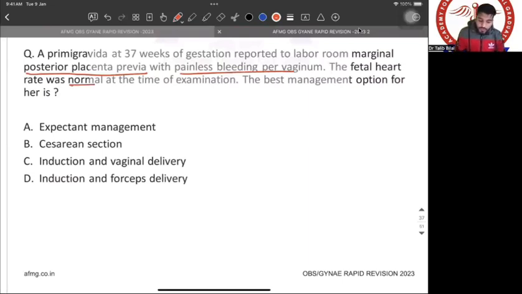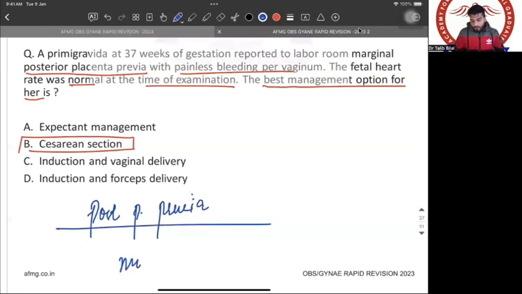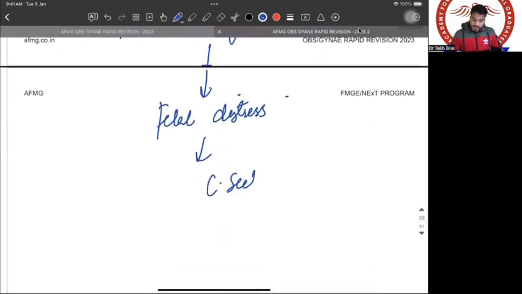The fetal heart rate was normal at the time of examination. At the time of examination, it is normal. But the best management option for her will be, guys, cesarean section. Why? Because of posterior placenta previa. There are more chances of cord entanglement, and further more chances of fetal distress. So it is best managed by cesarean section.